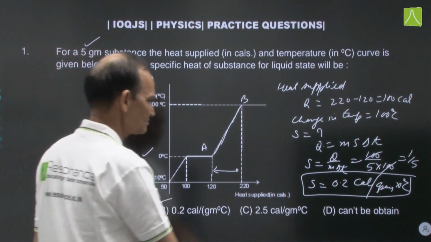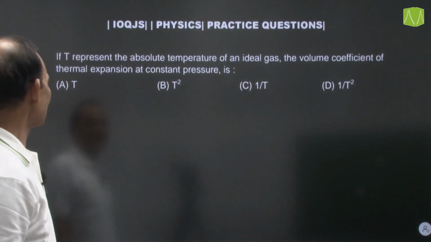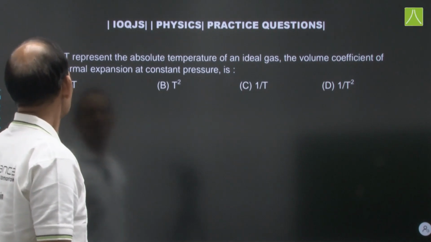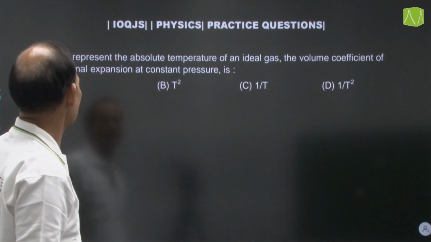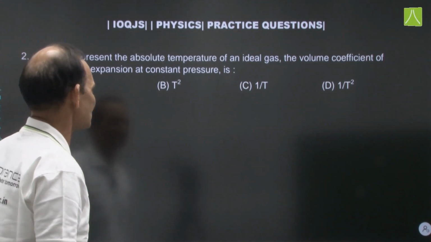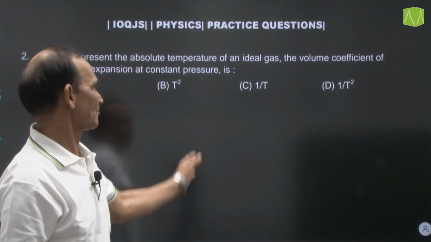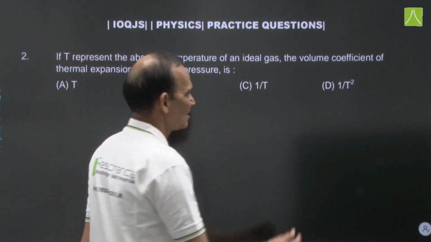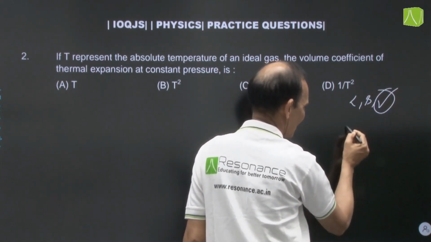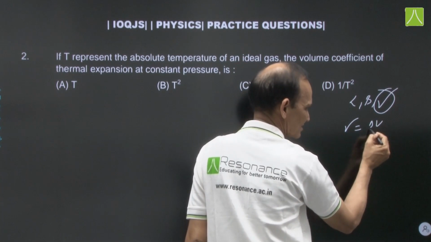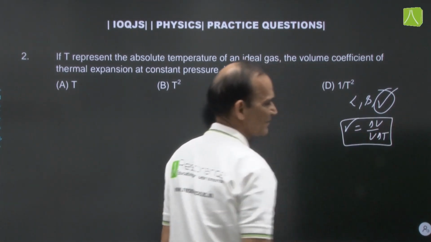Next, second question. If T represents the absolute temperature of an ideal gas, the volume coefficient of thermal expansion at constant pressure is. First of all, what is the coefficient of volume expansion? You must have studied that alpha, beta and gamma; gamma is given by delta V, change in volume, divided by volume into change in temperature.